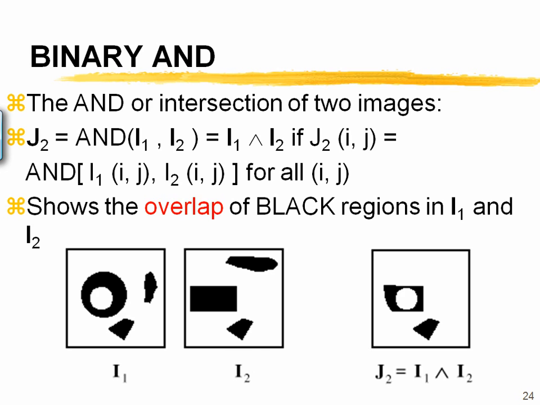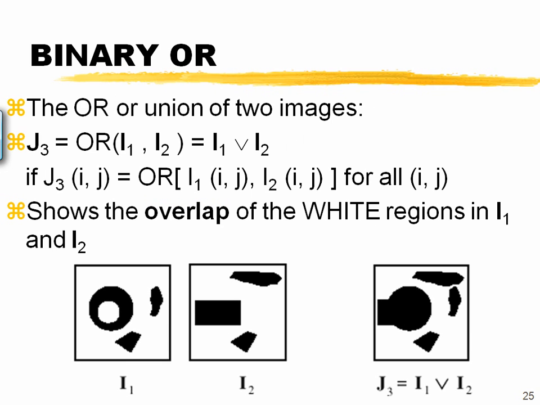Okay? Now if I took an OR operation, I would get an overlap of the black regions that are present in the two images, and I would get a resultant image which looks like that. Okay.